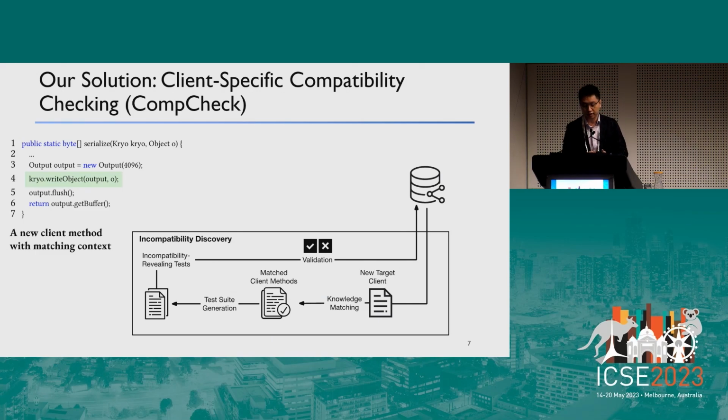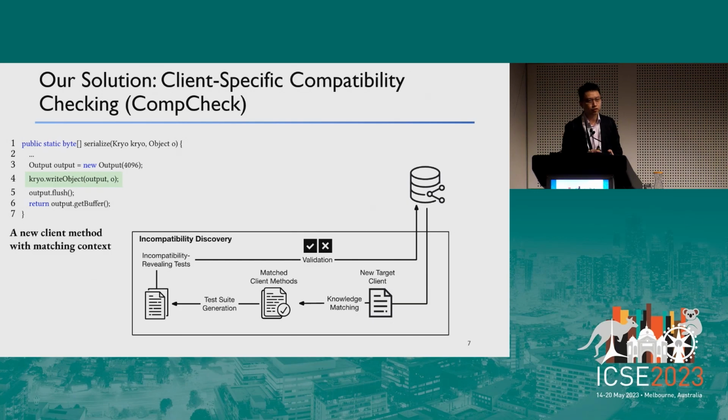Later, when there's a new client project and we want to decide whether there are any incompatibilities, we will first analyze its usage context statically. And if our analysis thinks that this client context looks similar enough to one of the knowledge stored in our knowledge base, then we'll try to trigger this incompatibility by generating a test case.